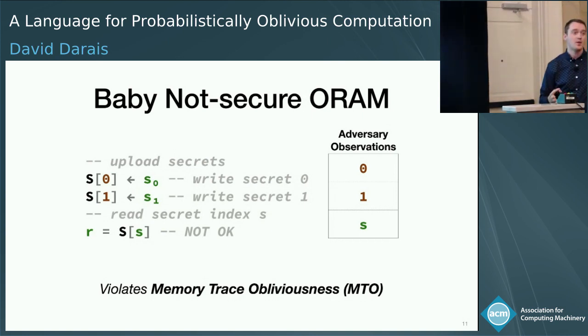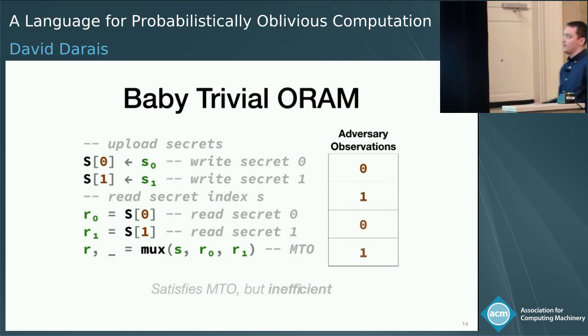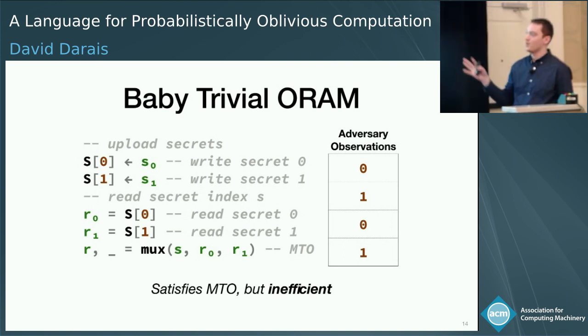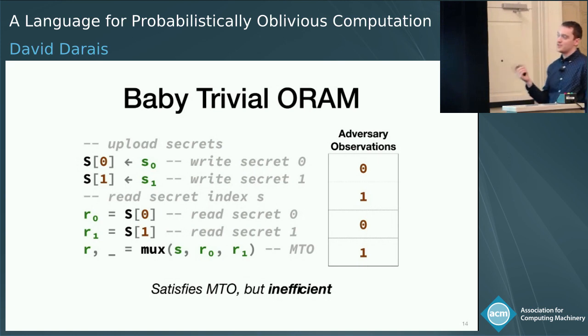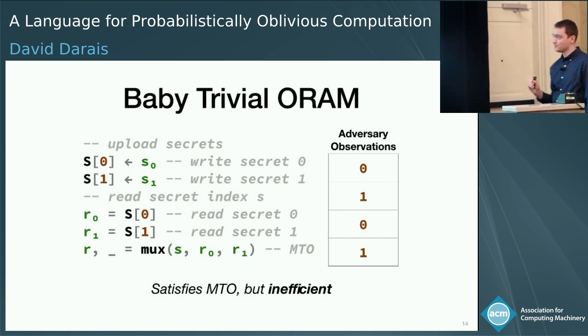So the fix to this in a non-probabilistic setting is relatively straightforward. So here's baby trivial ORAM. It's secure. The program is the same, where we upload our data to indices 0 and 1, and then we read out all of the data, and the adversary here, again, just sees indices 0 and 1 fly by. We have them in local storage R0 and R1, and we perform this atomic mux operation. So mux is going to look at the guard, which here is S, and if S is 1, it'll flip the branches, the second and third argument, and if it's 0, it'll leave them the same. A pair is getting returned, and we're just looking at the first thing.